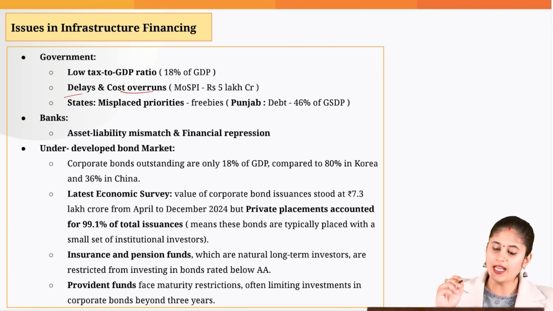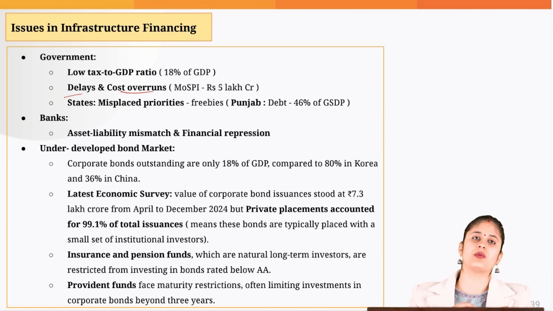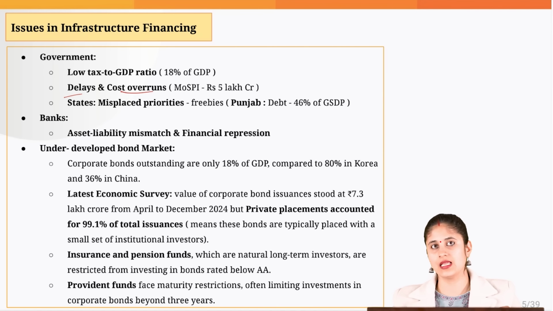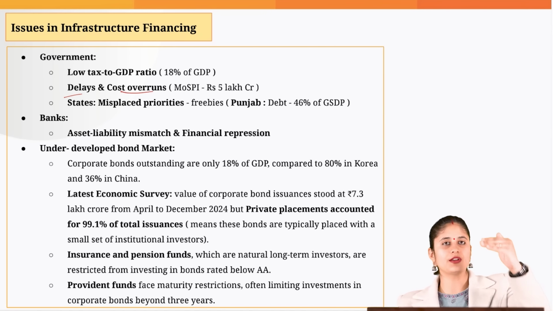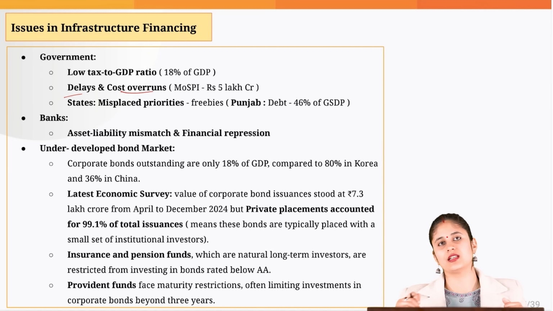Then there are delays and cost overruns. According to the Ministry of Statistics and Programme Implementation, because of lack of coordination between different ministries, we face problems in land acquisition, and we face problems in getting environmental clearances. And because of this, let's suppose a project was planned today, but it finally starts after 10 years. Don't you think so?